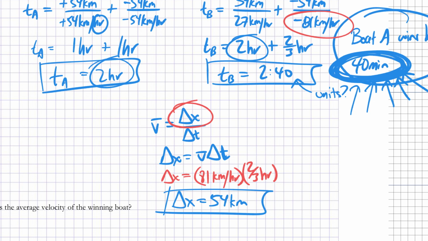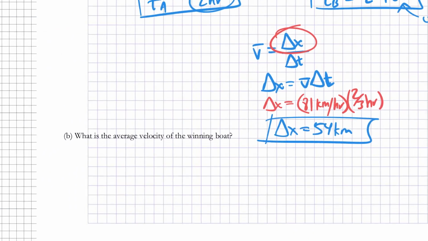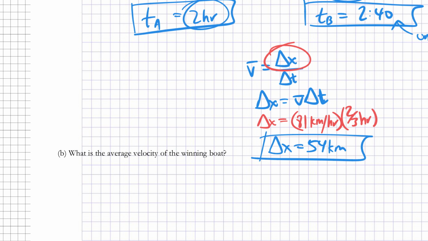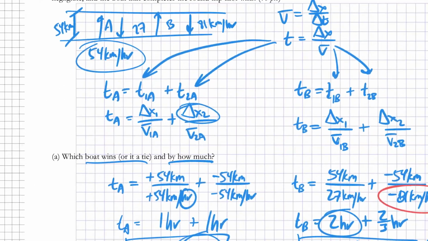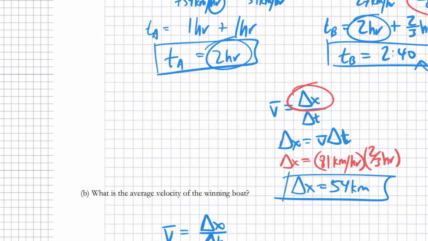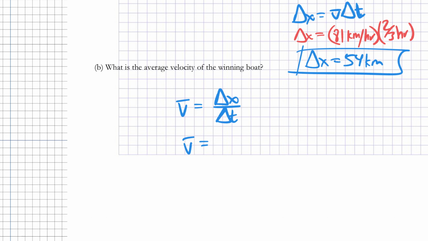All right, sweet. What is the average velocity of the winning boat? Okay, this is a trick question. I hate these, but they show up all the time. We have to remember that if it's asking for average velocity, so let's see here, V bar equals delta X over delta T. The temptation here, of course, is to go, well, he went 54 across and he came back in 54. So the temptation is just write down 54 kilometers per hour right off the bat, because he was always going 54 kilometers per hour.